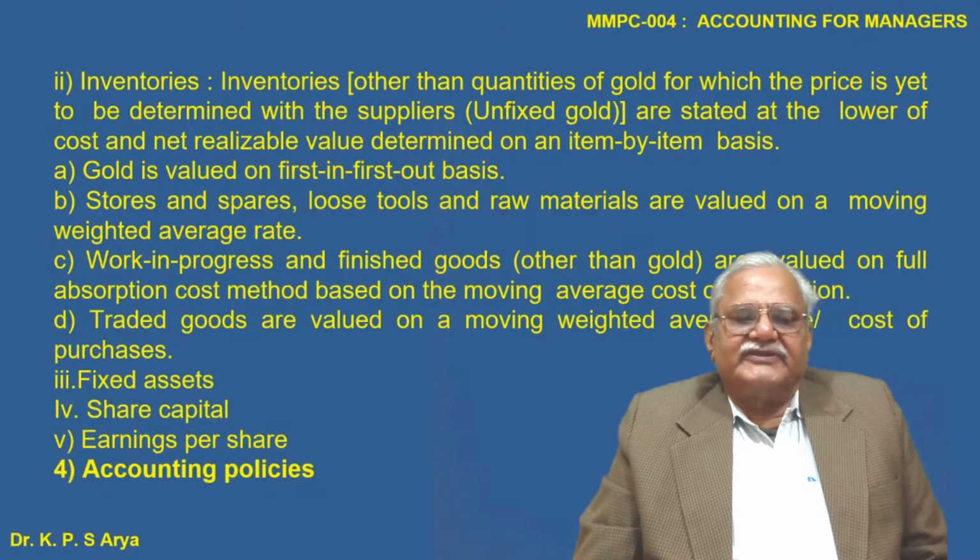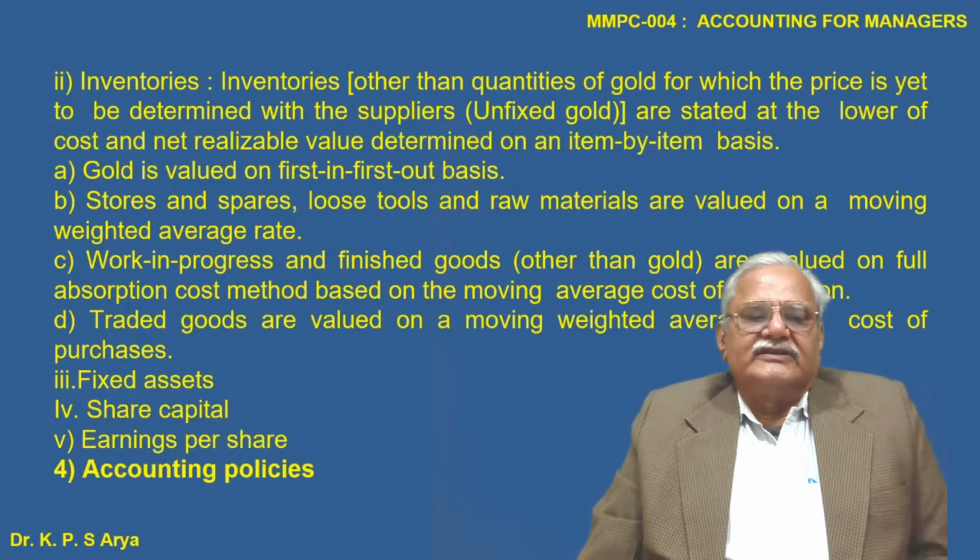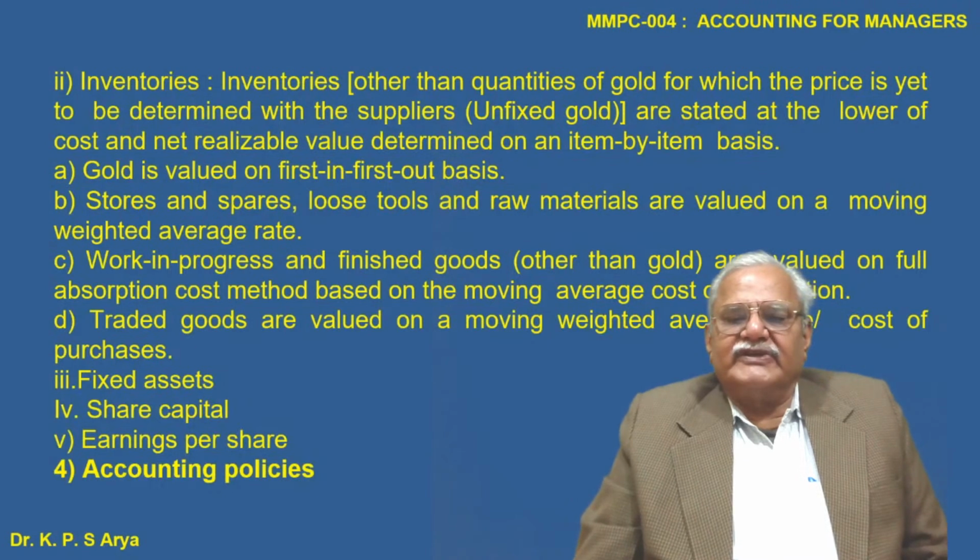Work in progress and finished goods other than gold are valued on the absorption cost method based on the moving average cost of production. The traded goods are valued on the moving weighted average cost of purchases. Fixed assets, share capital and furniture.